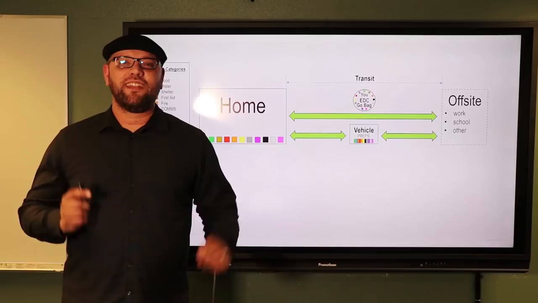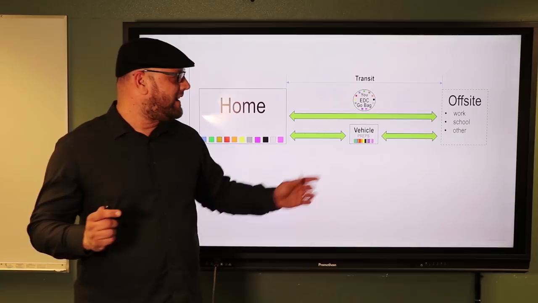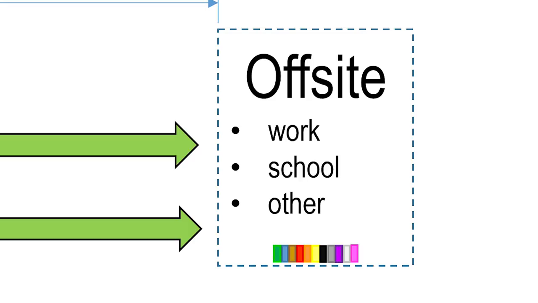Now, even at that offsite location, if it's your work, for example, you'll also want to have some prep stored over there. Perhaps an office emergency preparedness kit or something at your school or in your dorm room or something like that. And just like with your EDC and with your vehicle preps and with your home, you're also going to want to have those color coordinated and organized based off of the various prepping categories.